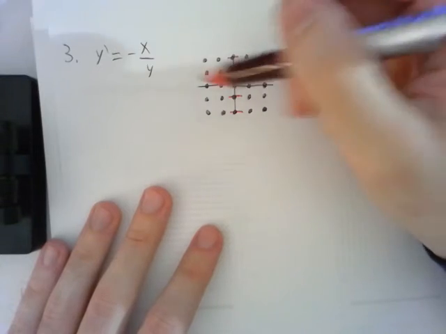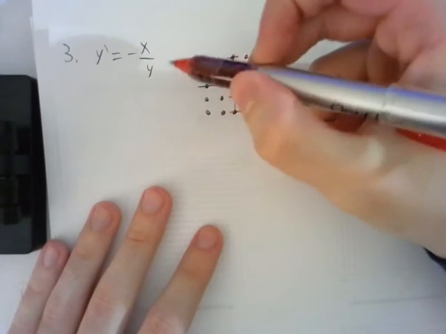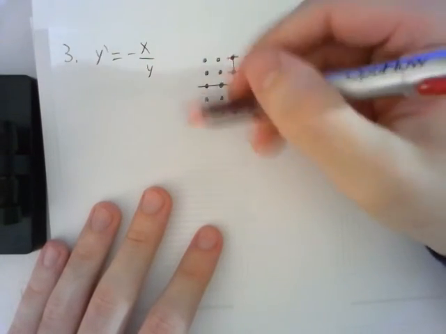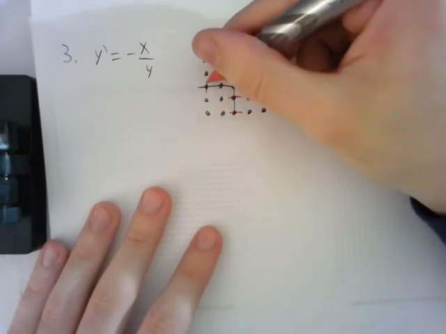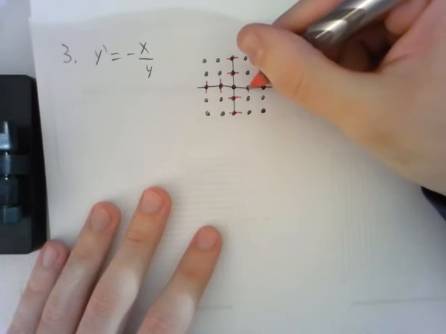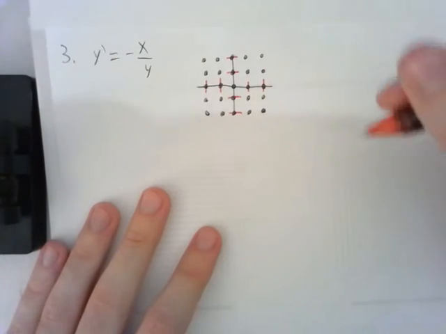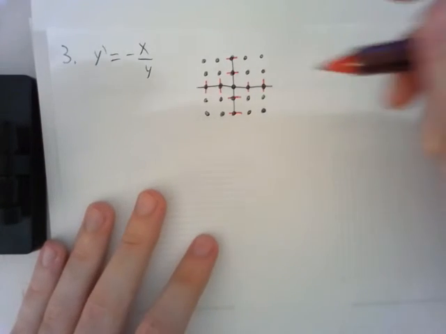Now, away from the origin, when the denominator is 0, that means that the slope is going to be like infinity, so it'll be a vertical line. So we get something like this along the x-axis.